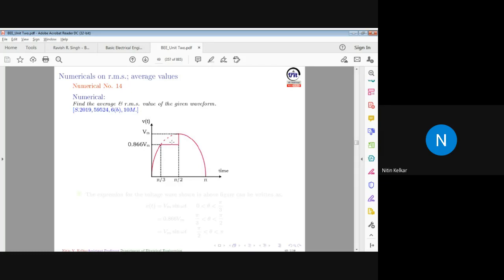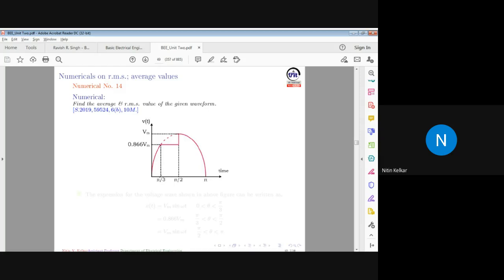So in how many segments is this given waveform divided, or does it have the same pattern for the entire time period, that is 0 to pi? Okay, so as we can see, the waveform is divided into three sections.